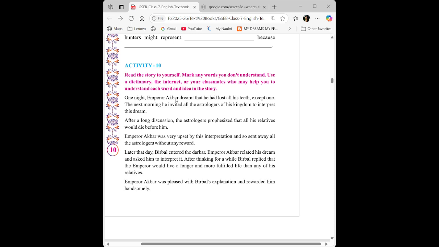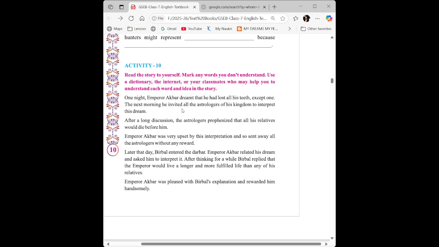Okay. So the next morning he was worried. He was curious to know what this dream means. So obviously he invites the astrologers. Now you know that Akbar had Navratnas in his court, in his darbar, right? And he also had astrologers in his kingdom. Astrologers normally prophesy about your future. Sometimes they look at your horoscope, sometimes they look at your forehead, sometimes they look at the lines in your palm, and then they prophesy what's going to happen to you in future.